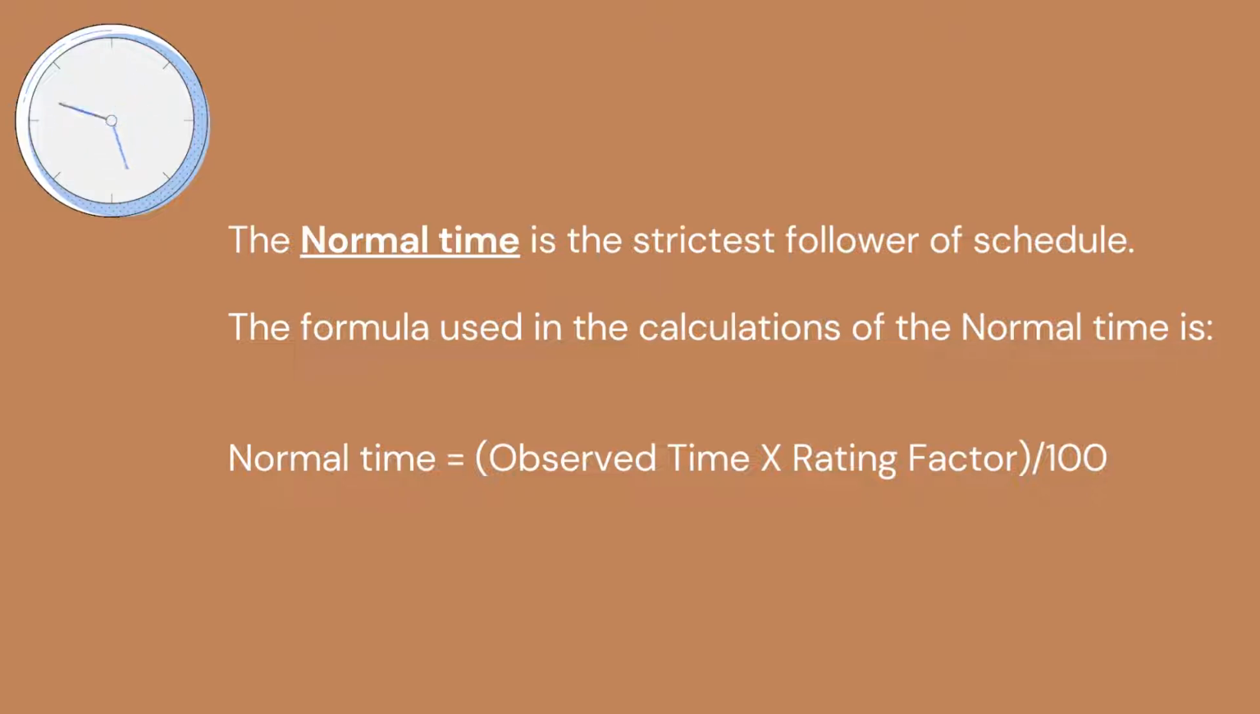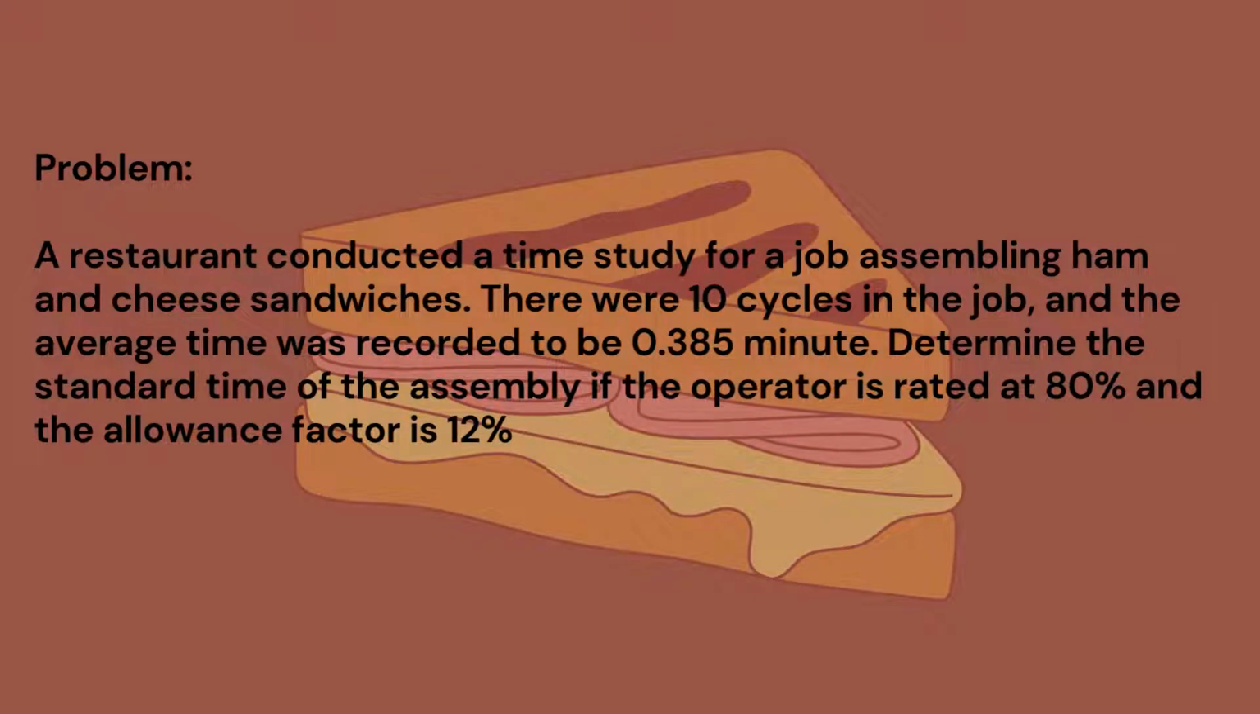Next, we have the normal time. The normal time is the strictest follower of schedule. So, the formula used in the calculation of the normal time is normal time is equal to the observed time times the rating factor all over 100. So, let us try this in a problem.